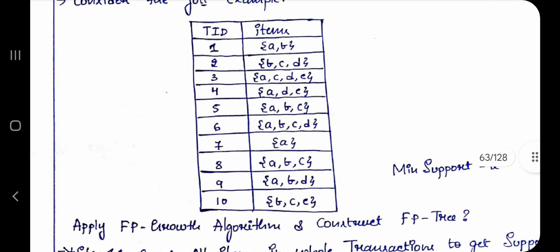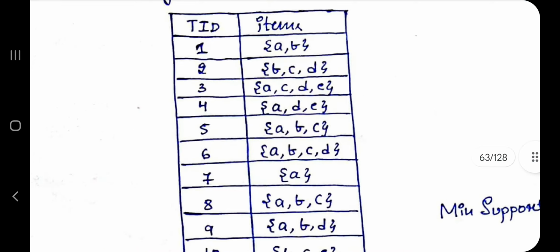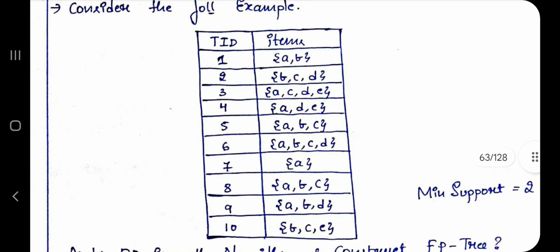So how do we approach this? Here also we're doing the same thing. We'll find out which is the most frequent item set. So how do we do that? It is a slightly different approach, so let's discuss what that different approach is.